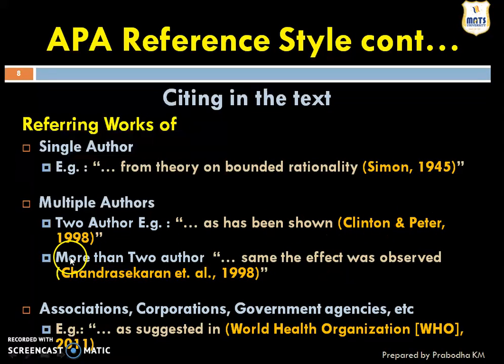year here. And if it is more than two authors, it may be five authors, four authors, whatever it may be, in this case we have to write the last name of the first author. Here in the example you can see, same effect was observed within the bracket. The first author's last name, that is Chandrasekaran, we have to put at dot and al, it is called as et al., and we should mention the year of publication.